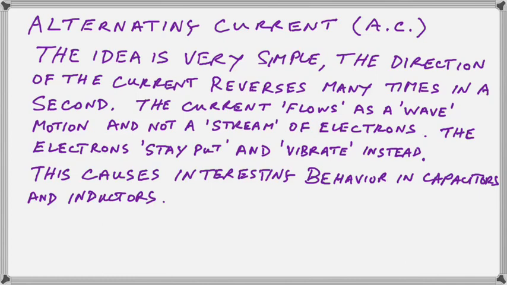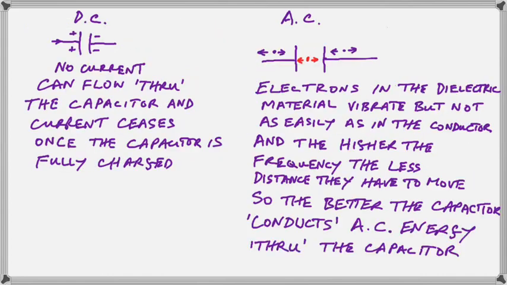The electrons don't have any time to really move anywhere, because before they can get very far, the direction of the current has reversed. So instead, the electrons pretty much stay put in one spot and simply vibrate. And the vibration is what really travels down the conductor towards your load. And this causes interesting behavior in capacitors and inductors, which is really the subject of today's talk.